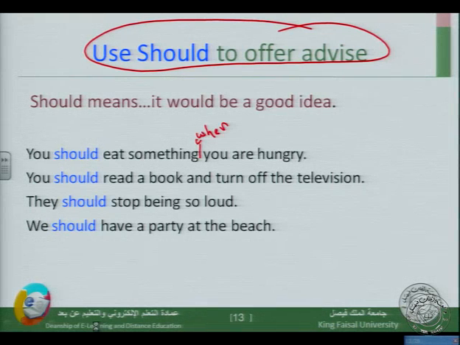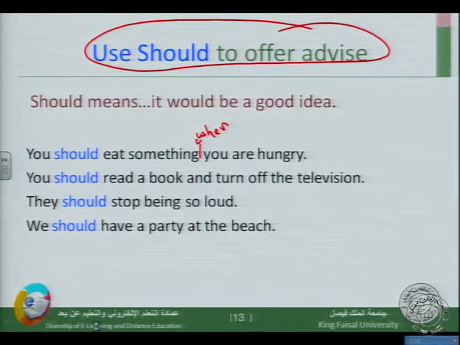Sorry, here it's a mess. You should read a book and turn off the television. You should stop being so loud. You should have a party at the beach. In all these examples, you are giving a good idea. It would be good for you when you do something.